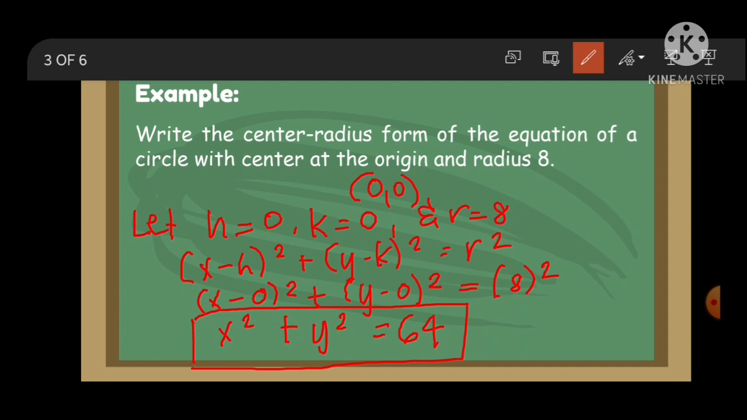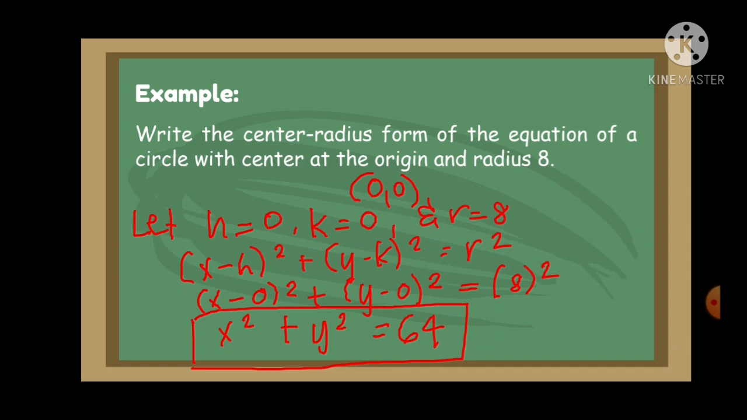Now, if the circle has its center at the origin, then you just need to square the length of the radius and then write x² + y². Now, let us go to the next example.